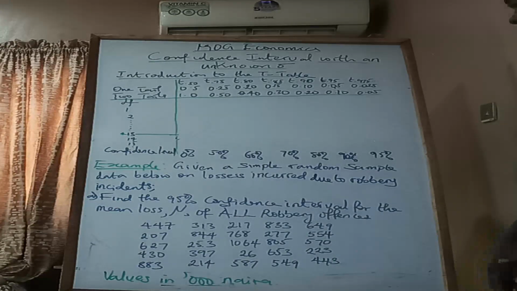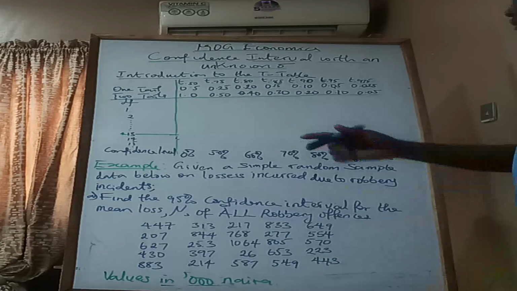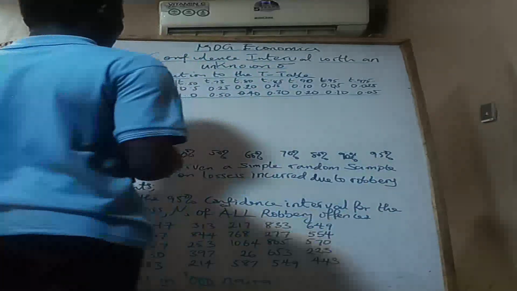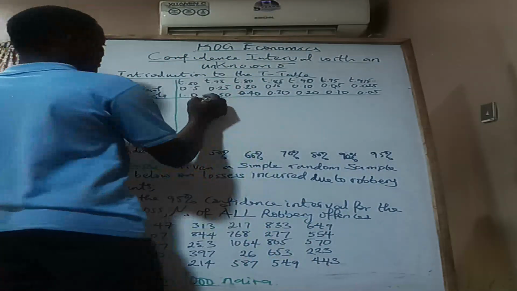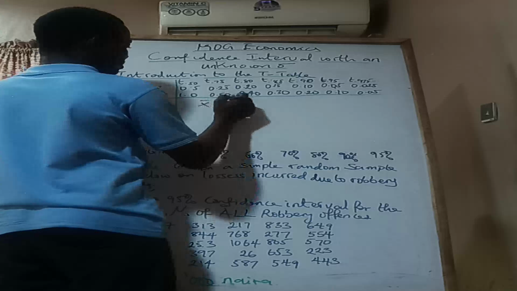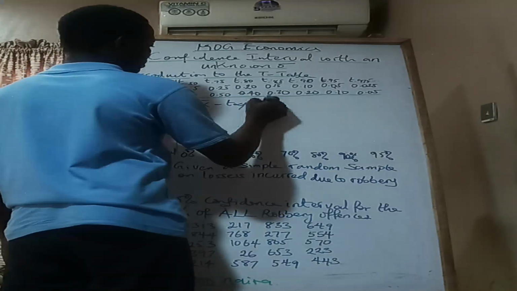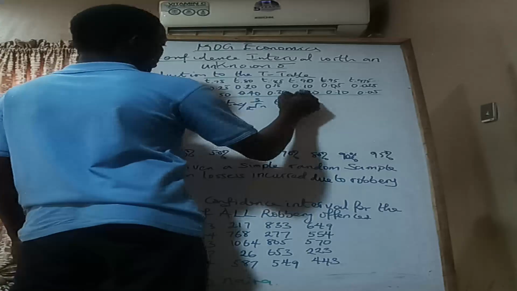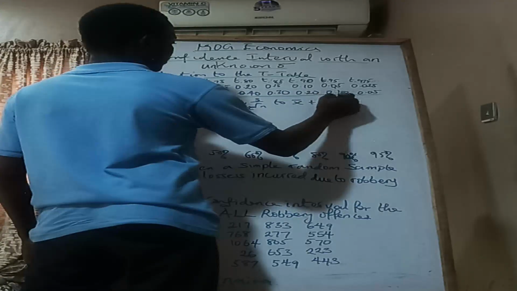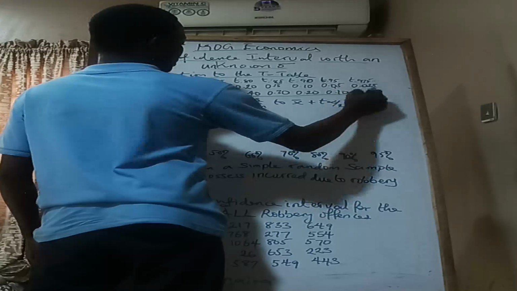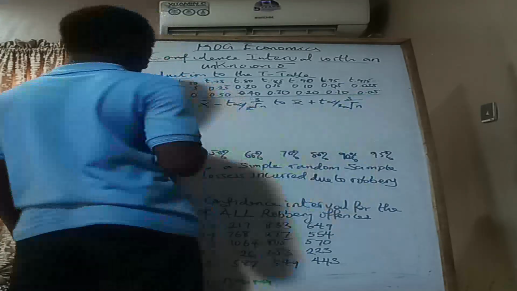Okay, so how do we go about this? Now remember, what are our tools? What we basically want to do is standard. We are trying to get to this: x bar minus t alpha over 2 times s over root n, to x bar plus t alpha over 2, the sample standard deviation over root n. That's what I want to do.